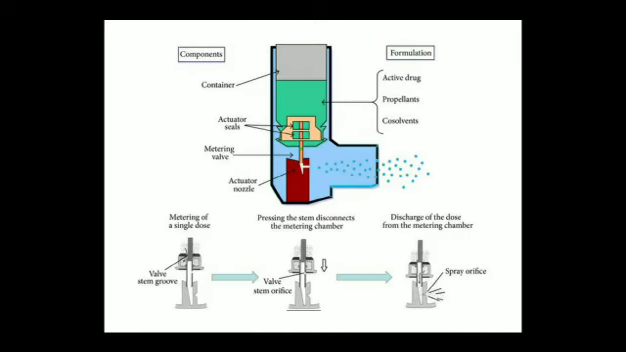Next, there are various types of formulation. The formulation contains active ingredients, propellants along with co-solvents, flavoring agents, and coloring agents. There are other types of agents which are used to improve the stability of the formulations.